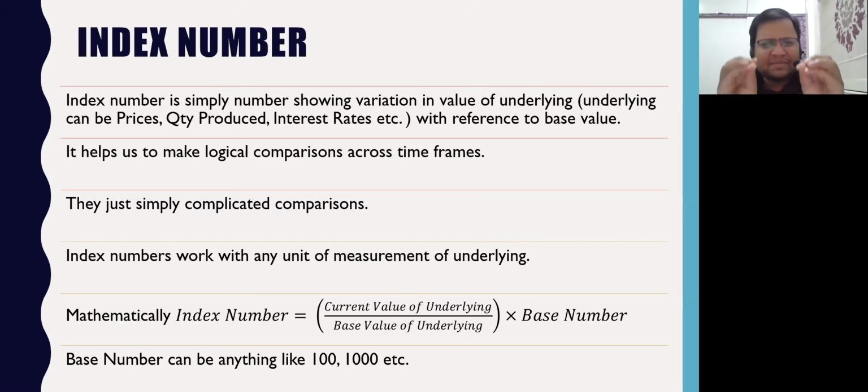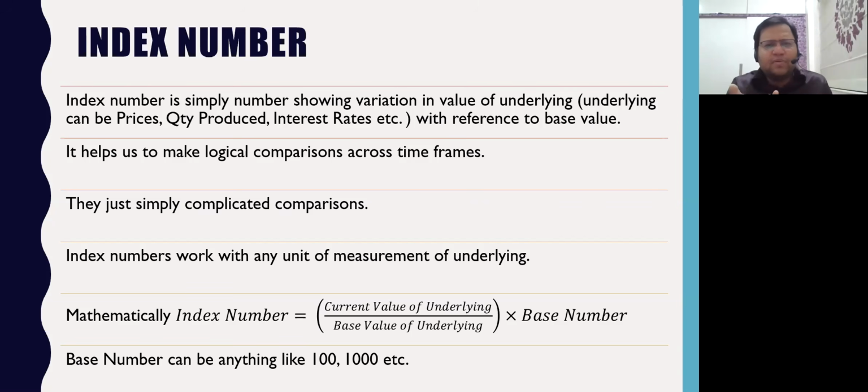So index number is simply a number which tells you a change that has taken place right from the base date till the current date. It is helpful for doing comparisons over different time frames. They just simplify the complicated comparisons for the purpose of measurement and decision making also. And the best part with this index number is, you know what? It works with any unit of measurement.